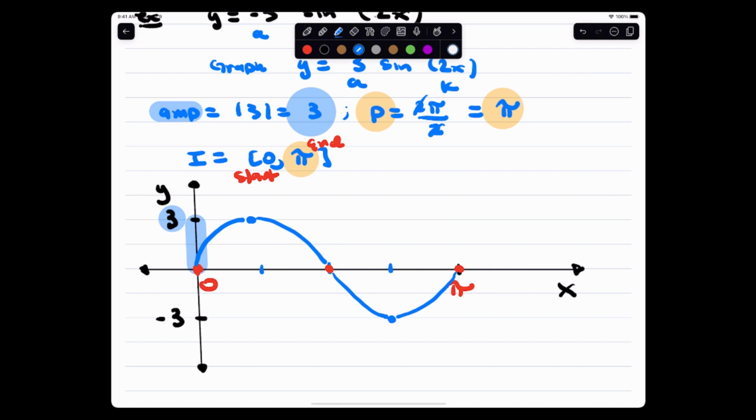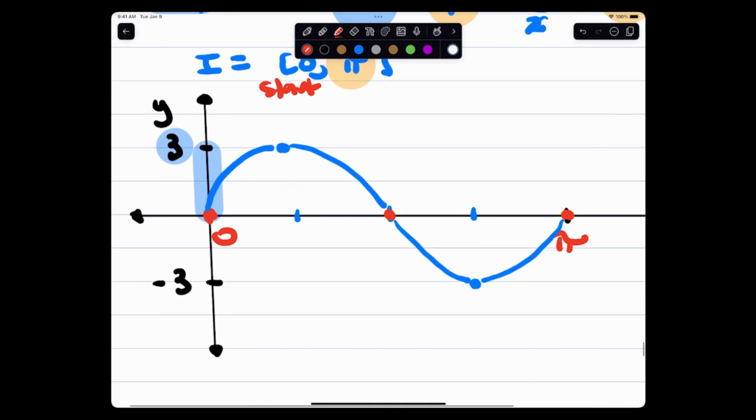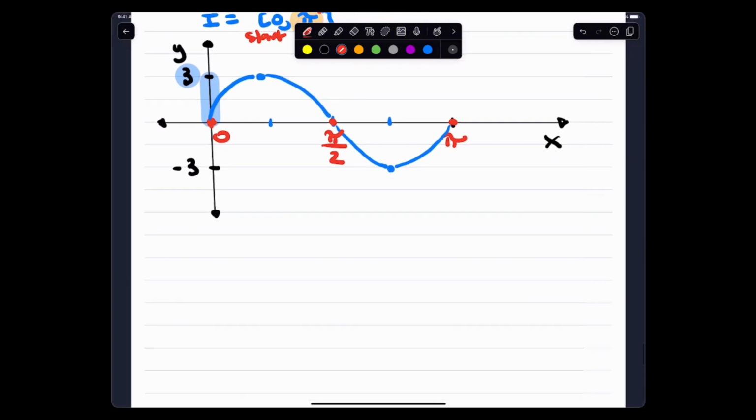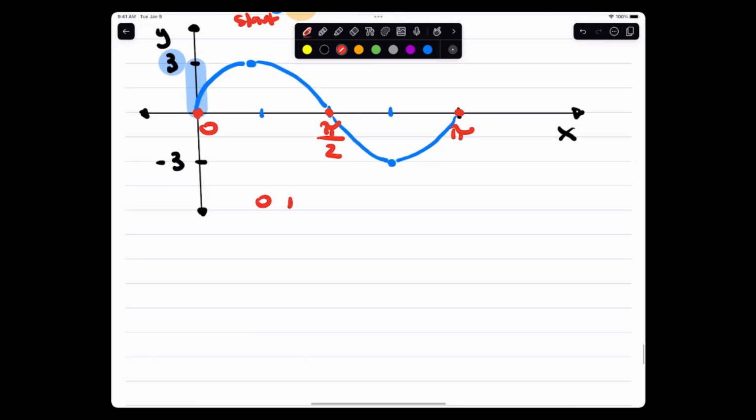But we're plotting the x-intercept. So now you have to do the halfway. What's halfway between 0 and pi? Now, sometimes some students are going to say, you know what, Mr. Judge, I don't even know. It is pi over 2. 0 plus pi divided by 2 gives you what? It's pi over 2.